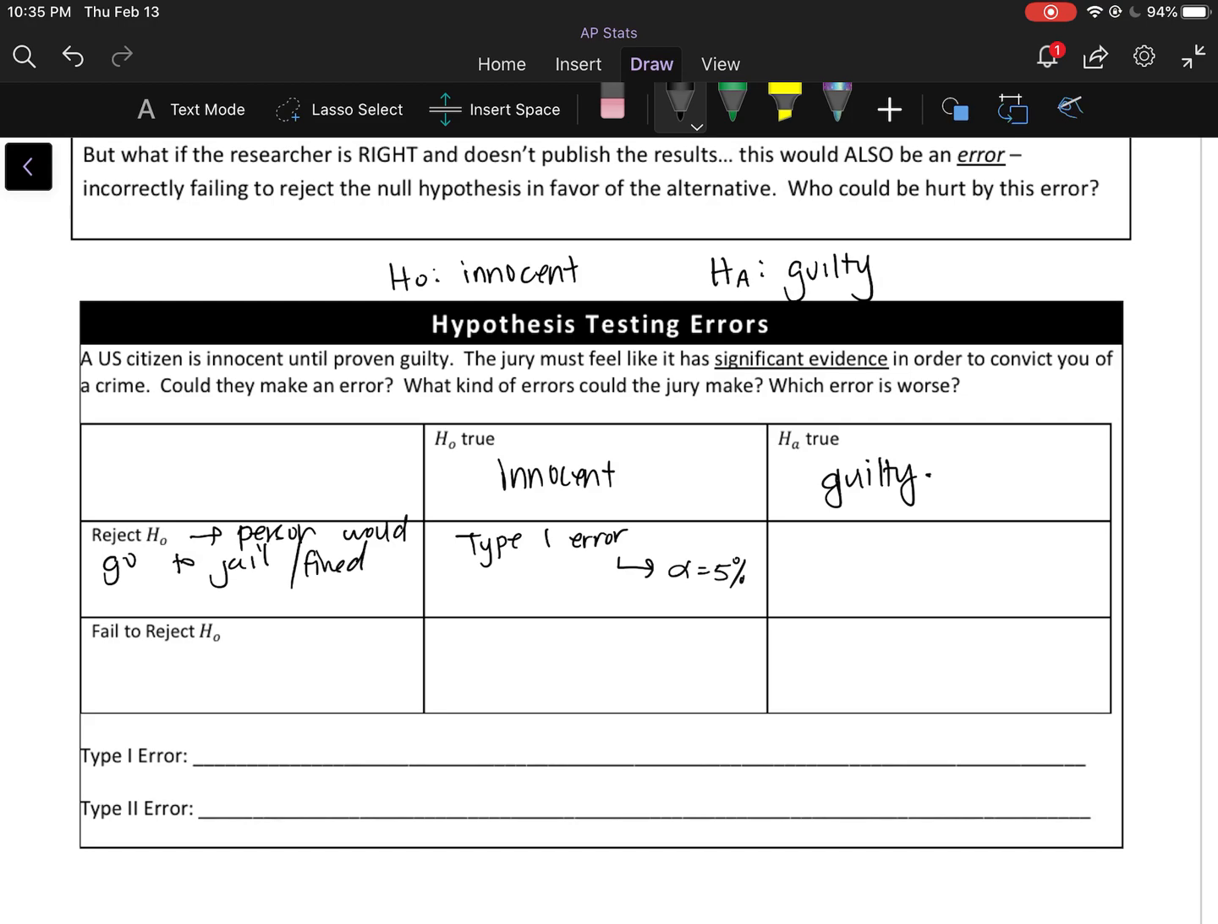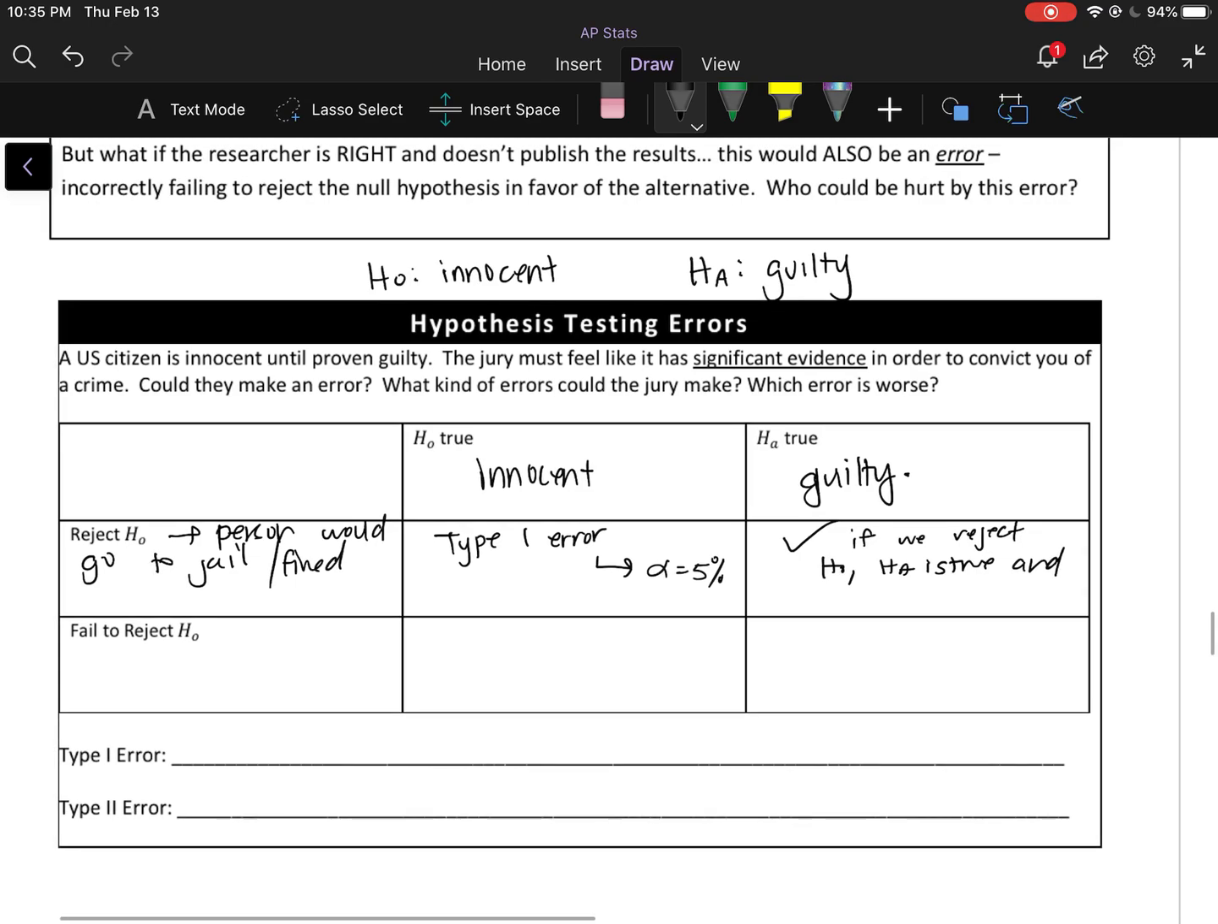And if you reject H0 because HA is true, then you're good. If we reject H0, that means that HA is true and we're good. Right? So we actually did prove that they were guilty and they were actually guilty. Failing to reject H0 means that the person is let free.